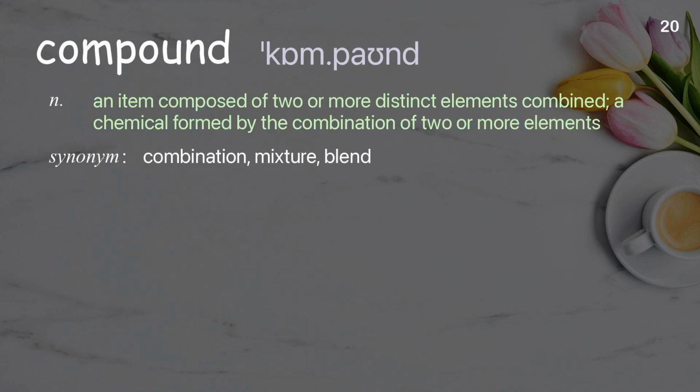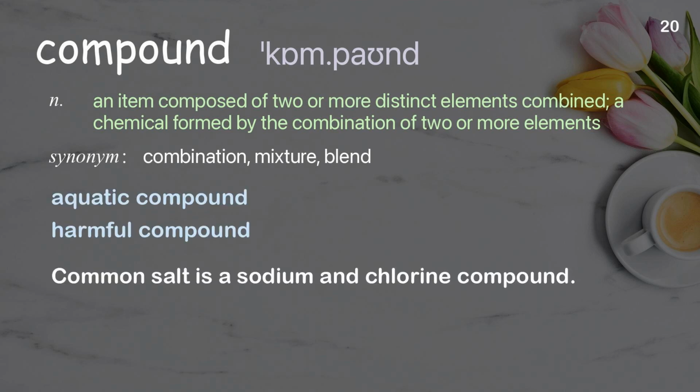Compound. An item composed of two or more distinct elements combined; a chemical formed by the combination of two or more elements. Examples: aquatic compound, harmful compound. Common salt is a sodium and chlorine compound.